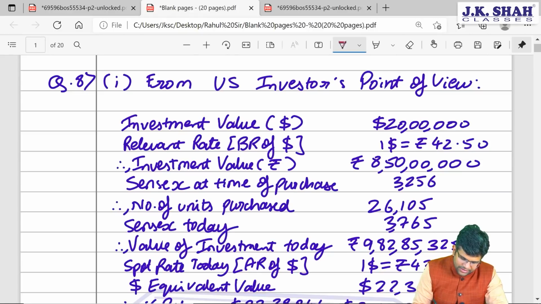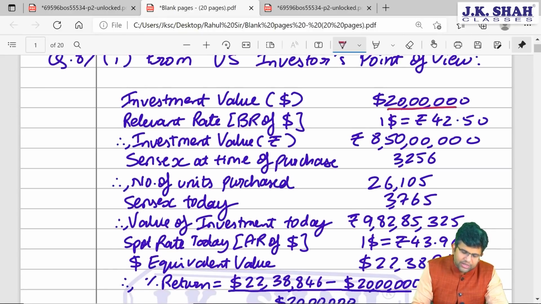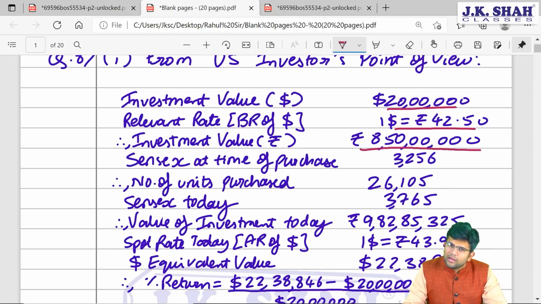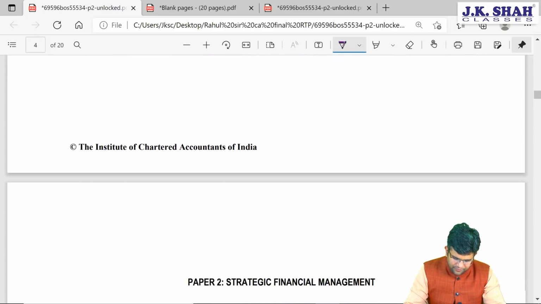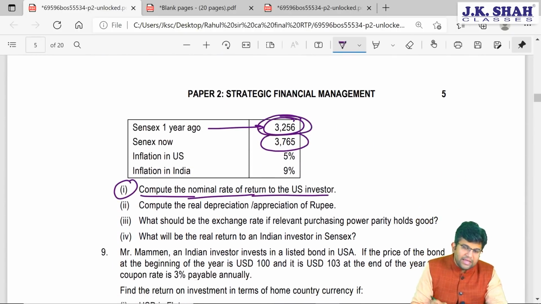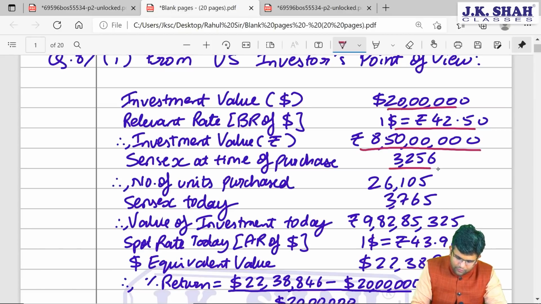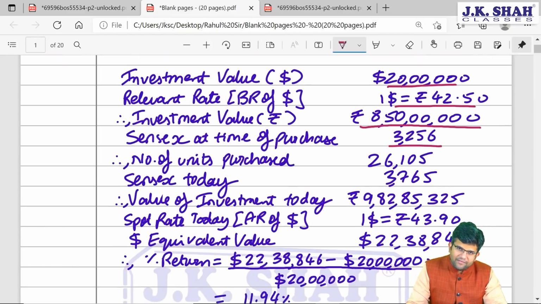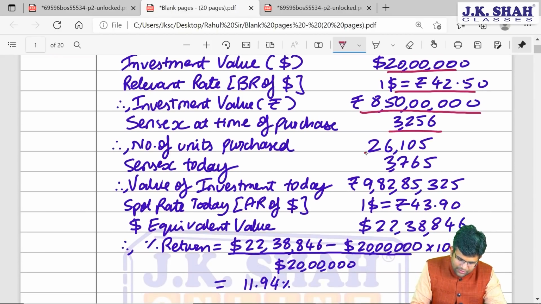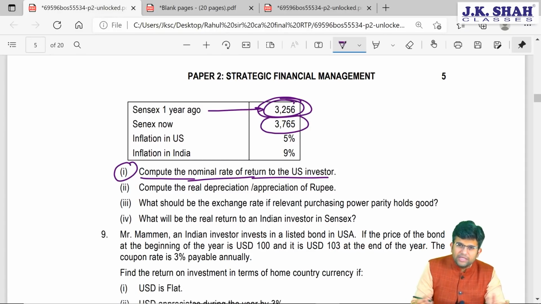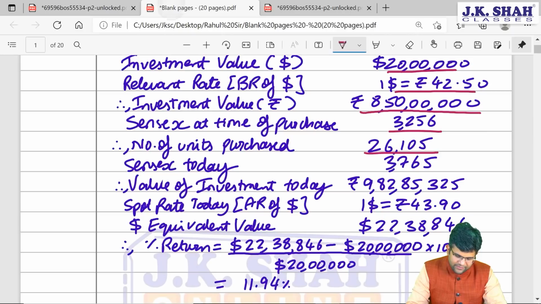So children, if you can see here, $20 lakh he gets to India. At the rate 42.5 rupees per dollar, if he converts the dollar to rupees, he ends up getting 8 crore 50 lakh rupees. These 8 crore 50 lakh rupees he invests in the Sensex, which is trading at 3256. So 8 crore 50 lakh divided by 3256, he gets 26,105 units. These 26,105 units he is holding for 1 year, and today the value of each unit is now 3,765.